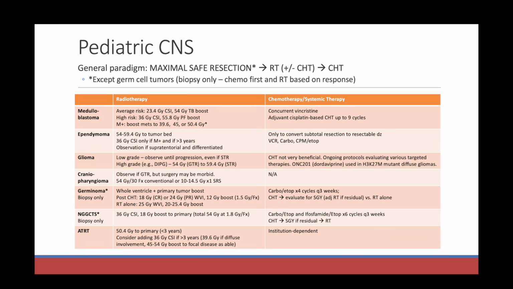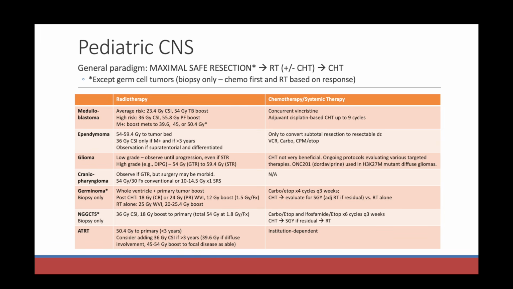So germinoma, it's chemotherapy. And for both of these, the chemo is typically something like carboplatin and etoposide. And then we assess their response after 4 cycles of chemo. And then if they have a complete response for the germinoma, they get 18 gray whole ventricular radiation. If they have a partial response, they get 24 gray whole ventricular radiation. And then they get a 12 gray boost to the primary tumor. So they're getting a total of 30 to 36 gray. They're always getting a 12 gray boost, and the whole ventricular dose depends on if they had a complete or a partial response.